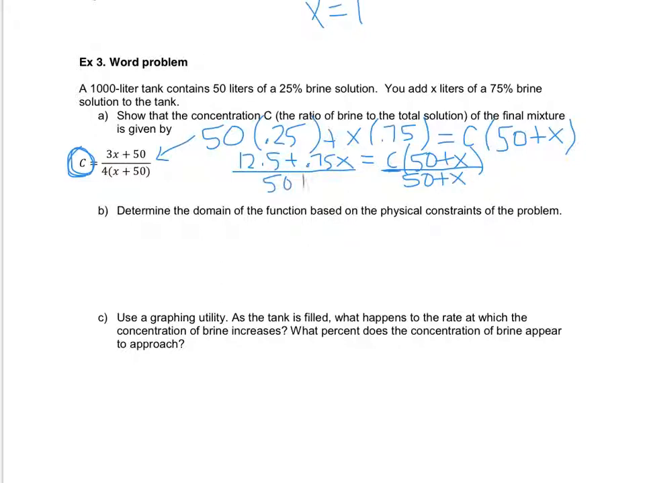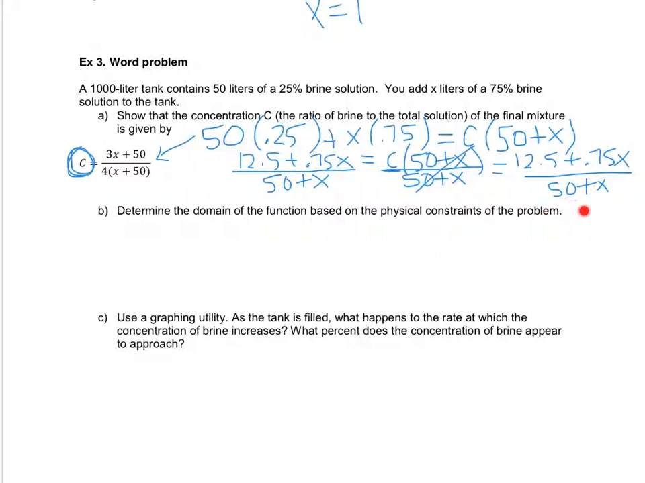50 plus x. So that gets C by itself. So what I have is C equals 12.5 plus 0.75x over 50 plus x. So what I'm going to do now is look at this equation and compare it to mine and see, okay, what's the difference here?